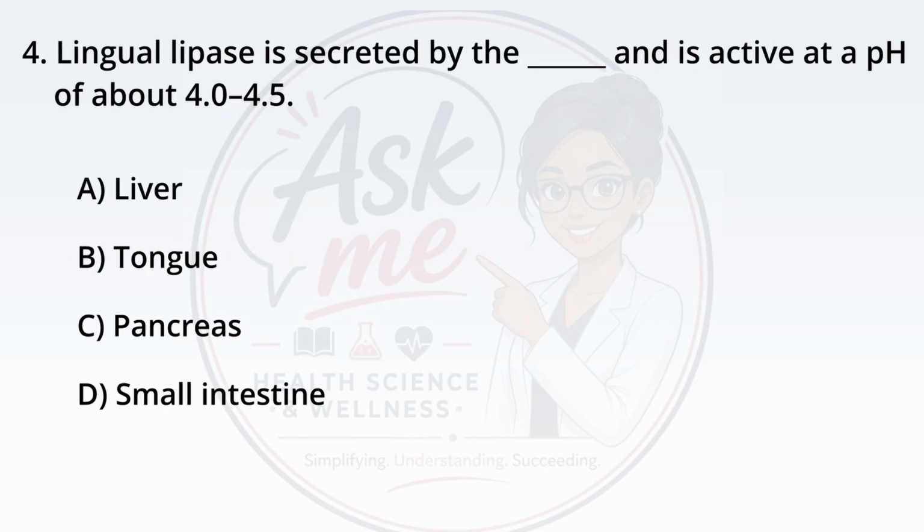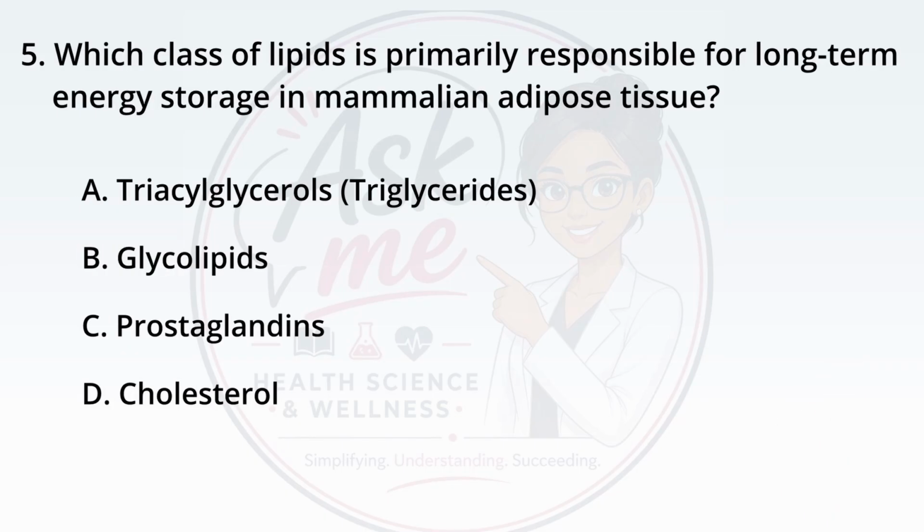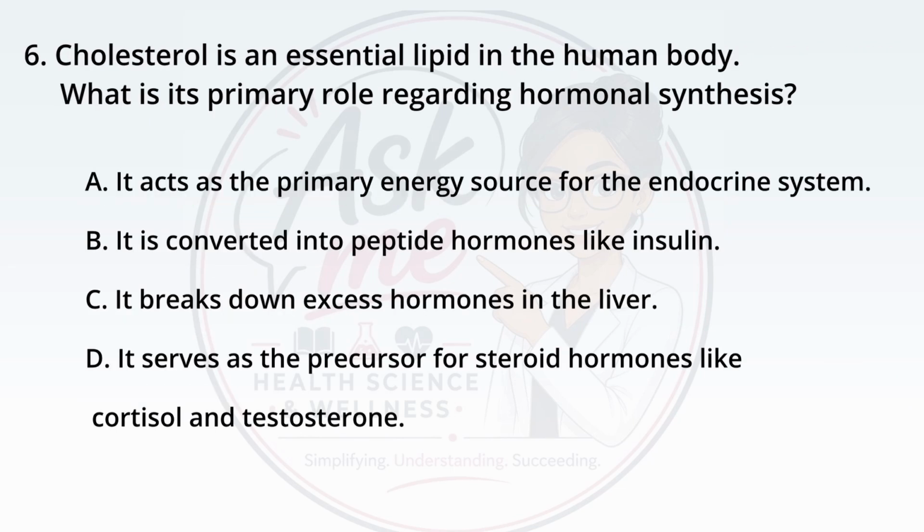B. Question 4. Lingual lipase is secreted by the dash and is active at a pH of about 4 to 4.5. B. Question 5. Which class of lipid is primarily responsible for long-term energy storage in mammalian adipose tissue? A.